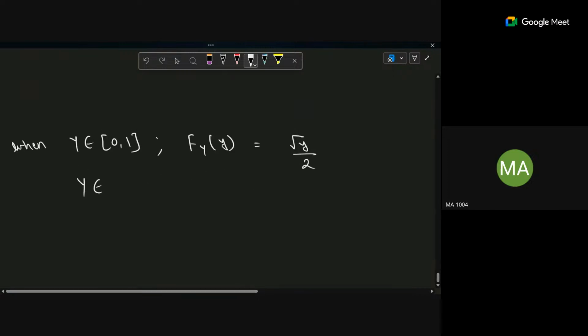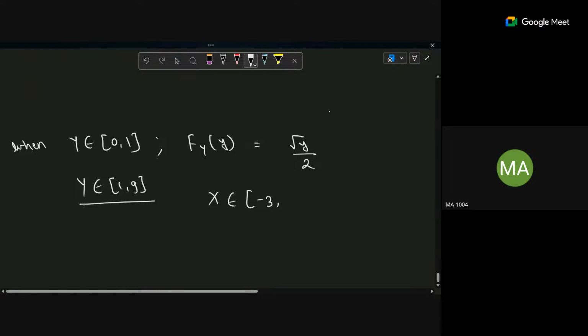What about when y ranges from 1 to 9? This is the remaining part, isn't it? So what will be the values of x when y is ranging from 1 to 9? x has to belong to -3 to 3.